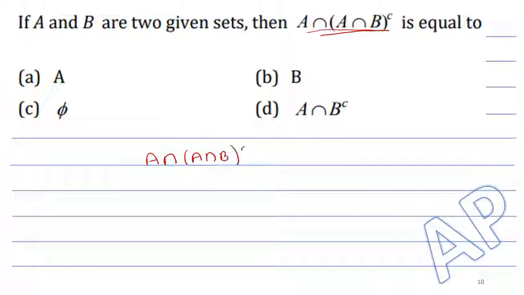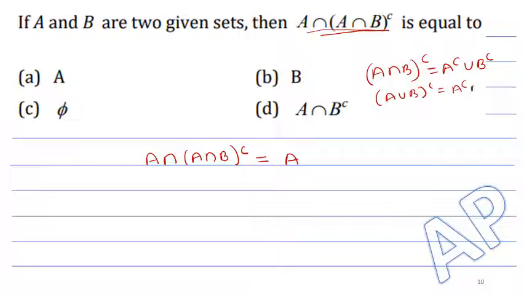intersection B whole complement. We know De Morgan's law. What is De Morgan's law? A intersection B whole complement is equal to A complement union B complement, or A union B whole complement is equal to A complement intersection B complement. We call this De Morgan's law. This is De Morgan's law.